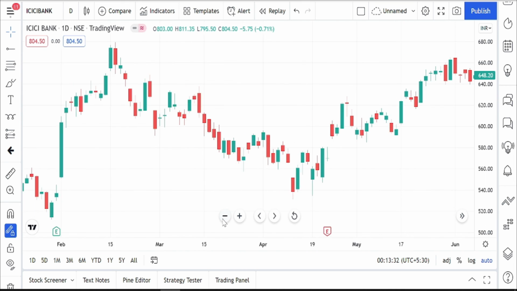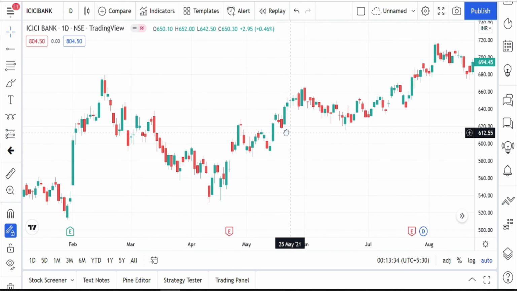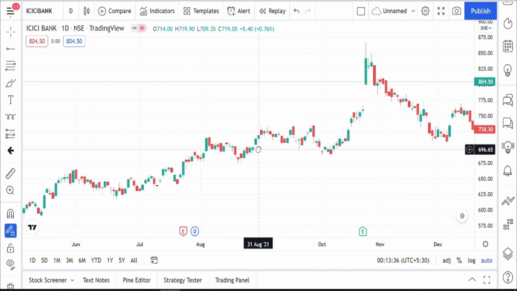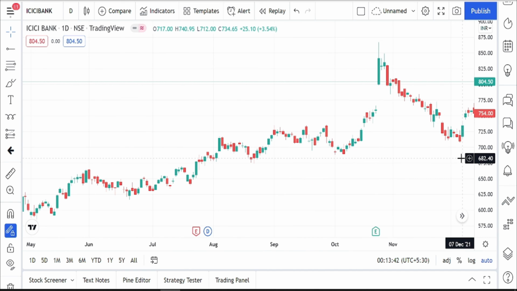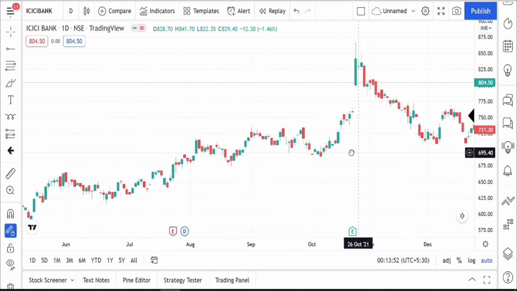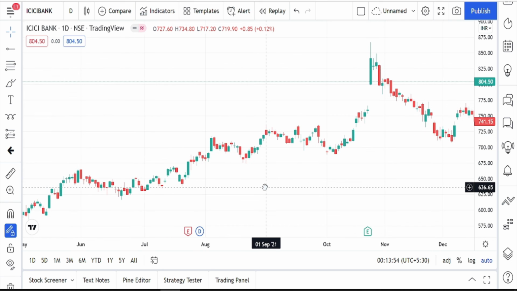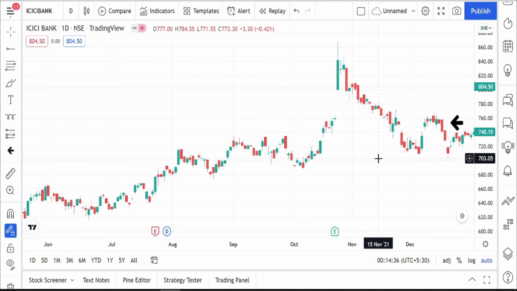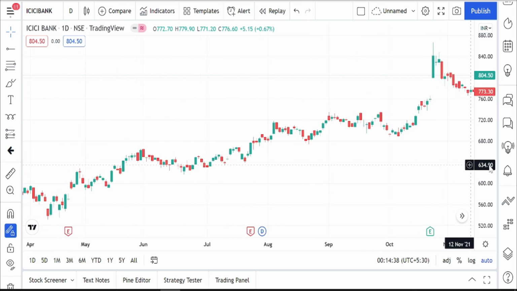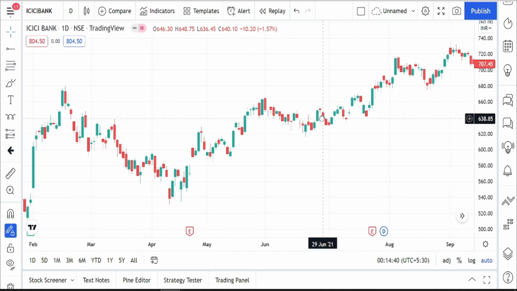I hope you understood how to trade and take a position based on the Marubozu candle, but it is always advisable to take a trading position in conjunction with other technical indicators so that the probability of making a profit will be much better. Okay, this is about the Marubozu candle, friends. In the next videos we will discuss some other patterns.